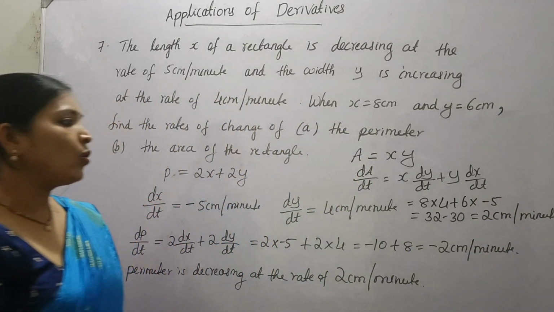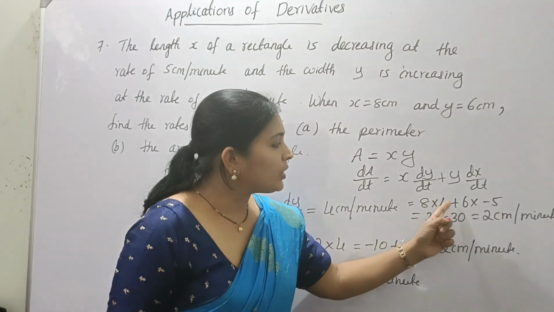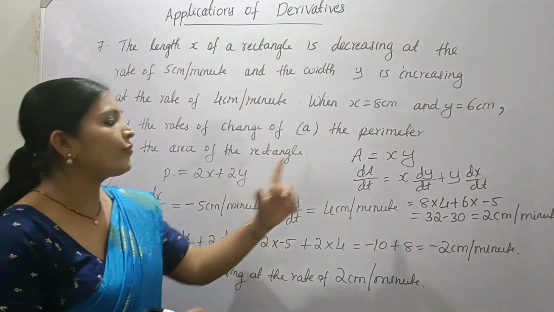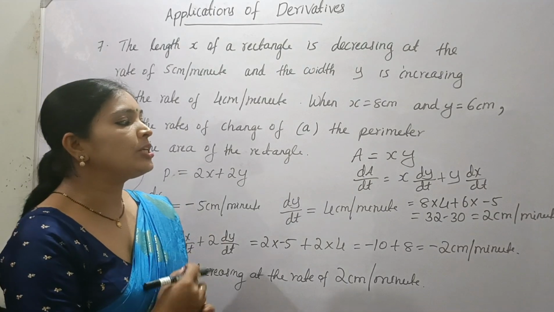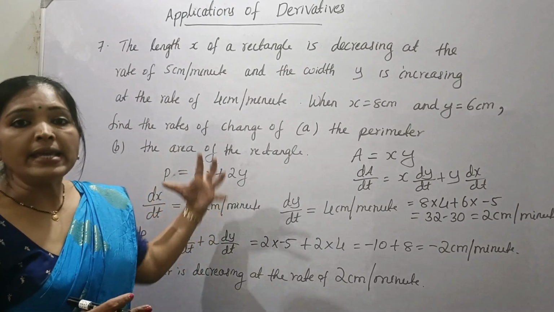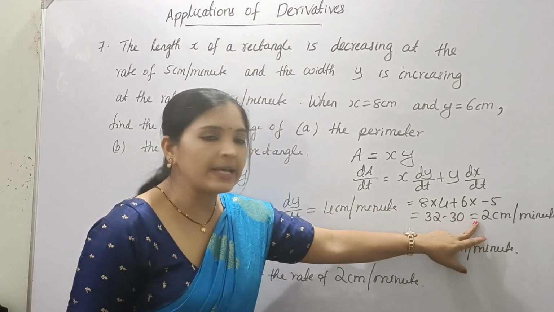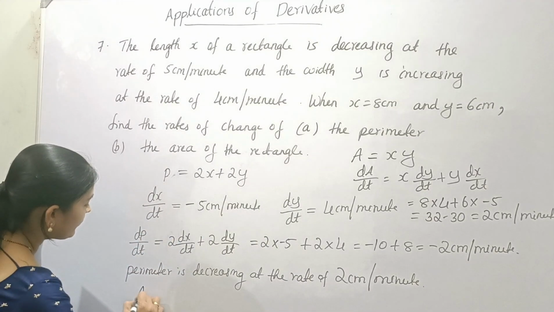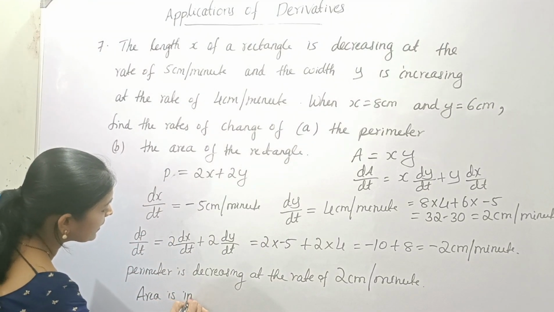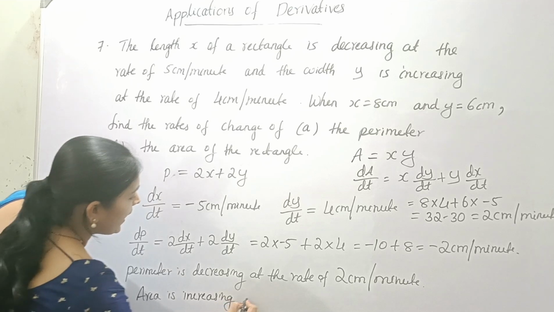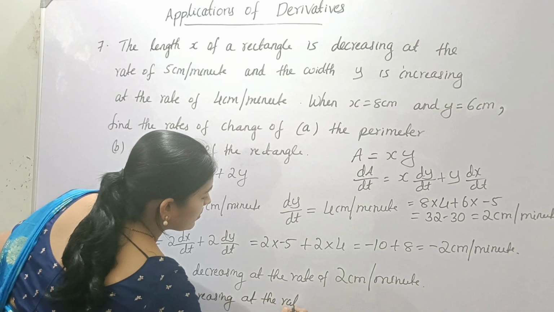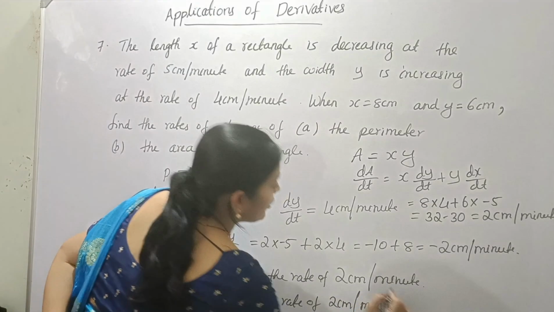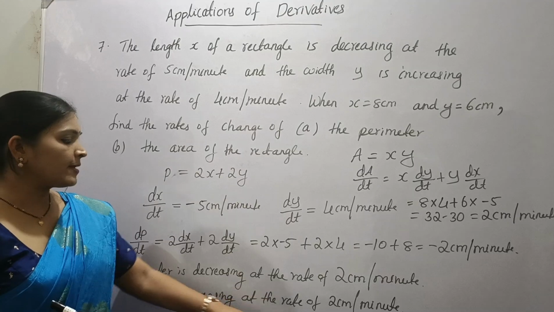See here, 8 fours are 32. 32 minus 30, that is 2 centimeter per minute. So we have got the rate of change of area with respect to time as 2 centimeter per minute. That means the area is increasing. Since it is plus, the area is increasing at the rate of 2 centimeter per minute. For a minute the change of area is 2 centimeter.